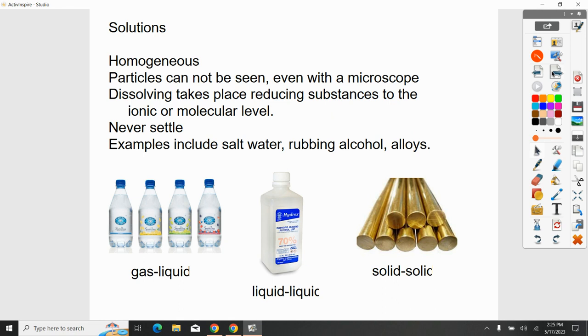That means they do mix evenly. The particles cannot be seen even with a microscope. They're broken down on the ionic, atomic, or molecular level. They are down to the size of atoms and molecules. So even with a microscope, you wouldn't be able to see the individual particles in a solution. They will never settle or separate simply because the particles are just way too small for gravity to even affect them. Examples of these include saltwater, rubbing alcohol, and alloys like stainless steel, brass, etc.